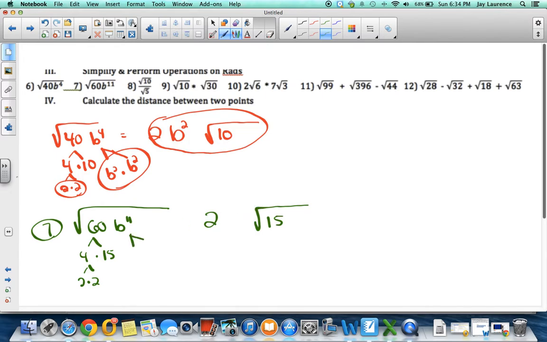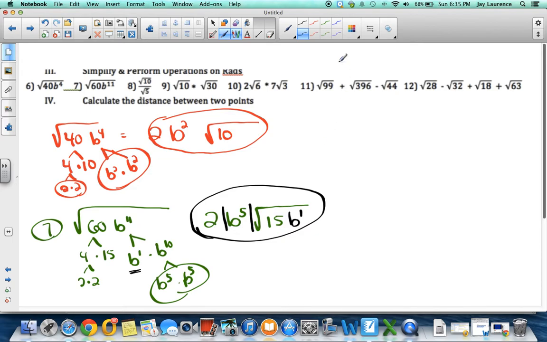Okay, now the b to the 11th. Remember, I'm supposed to rewrite it as b to the 1st times b to the 10th. Then the b to the 10th becomes a perfect square, and I can write it as b to the 5th times b to the 5th. Okay, the b to the 5ths go out on a date. But when I do that, since the exponent is odd, I need absolute values around it. All right, then I'm going to have a b to the first left inside right here. And there you go. That's number 7.